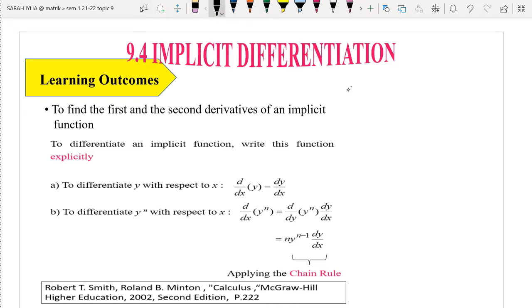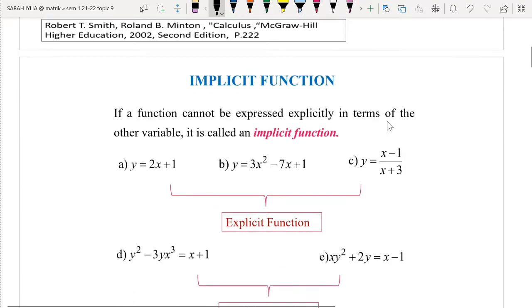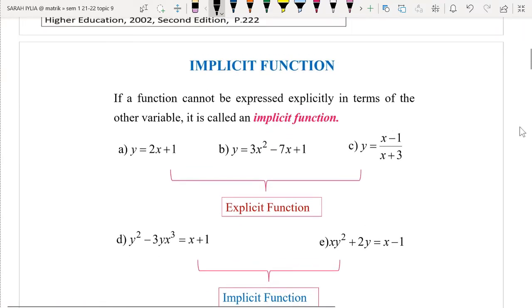So in this video, we will discuss implicit differentiation. Before we go into implicit differentiation, first we have to distinguish between explicit function and implicit function. Note here, if a function cannot be expressed explicitly in terms of other variable, it is called implicit function.